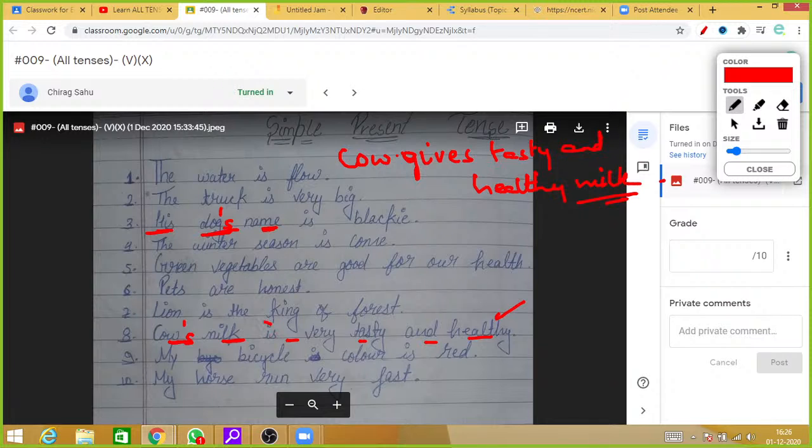In this case, gives is the only verb that you're talking about. And then you are describing the milk to be tasty and healthy. So tasty, healthy become adjectives here. Now we say cow gives tasty and healthy milk. So which is the verb in this sentence? Tell me. Who will tell me? Either of you can tell me. Cow gives tasty and healthy milk.